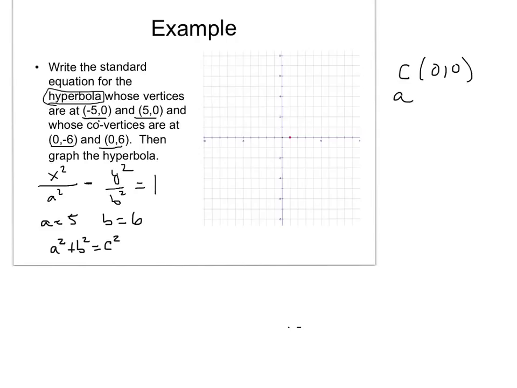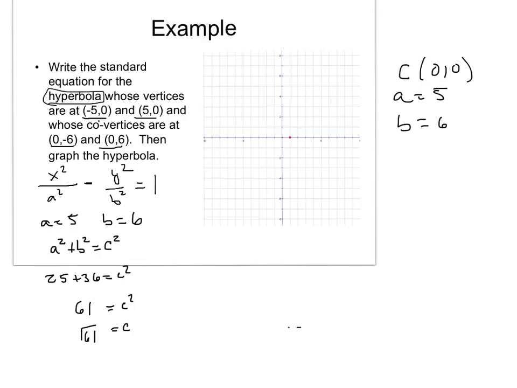I know a is equal to 5. I know b is equal to 6. And real quick, down here on the bottom left, I'm going to do a squared plus b squared is equal to c squared. So 25 plus 36 is equal to c squared. So c squared is equal to 61, and c is the square root of 61.